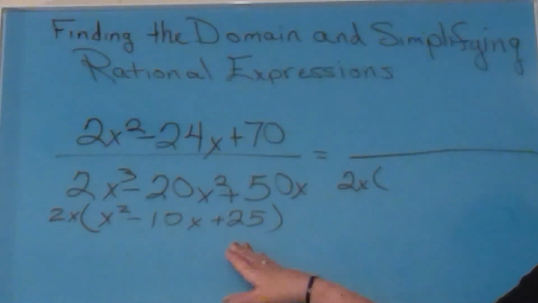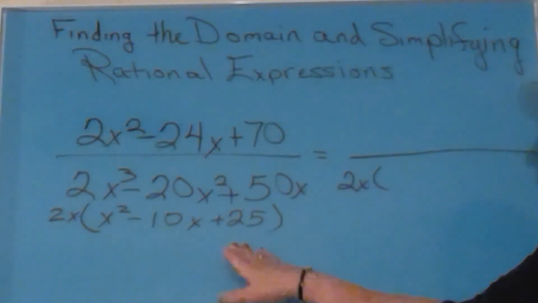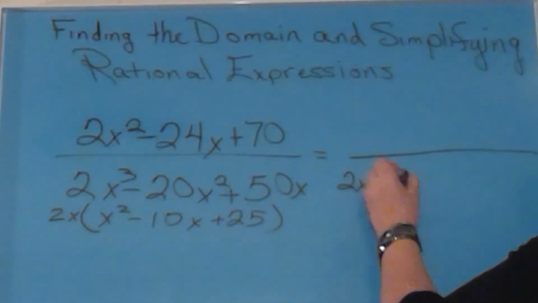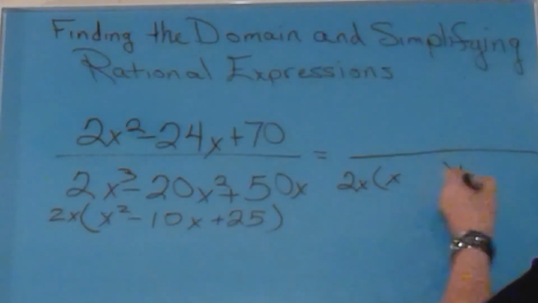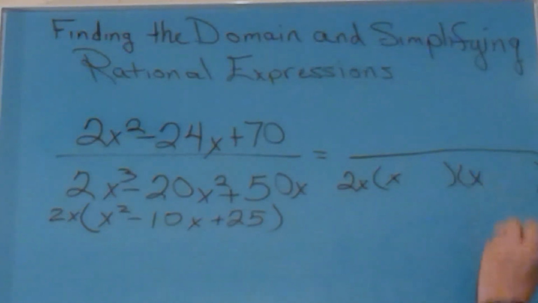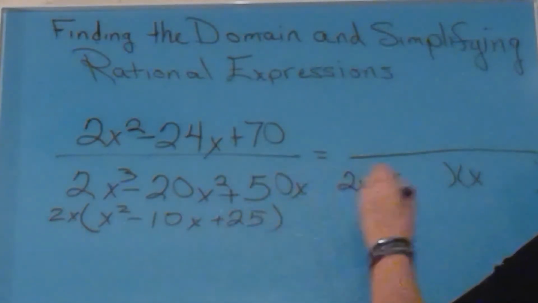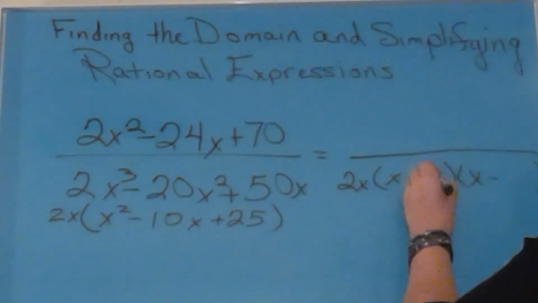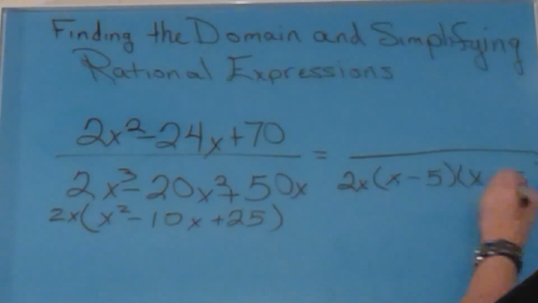Now you have a quadratic that you can factor. That factors into x. The signs are the same. They're both going to be minuses. And it's going to end up being x minus 5 times x minus 5.